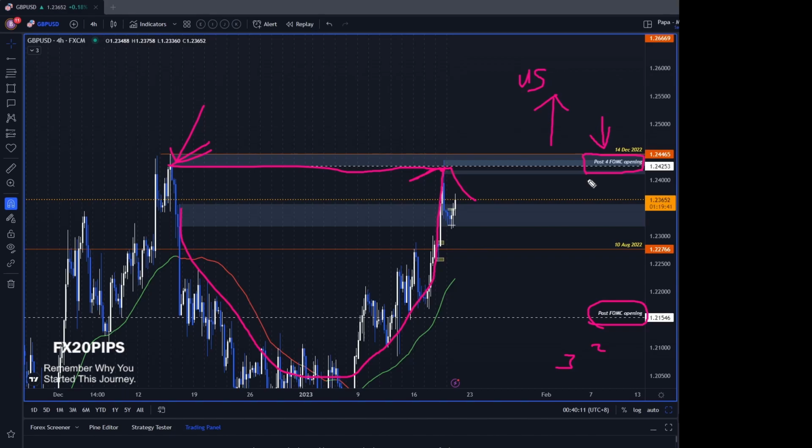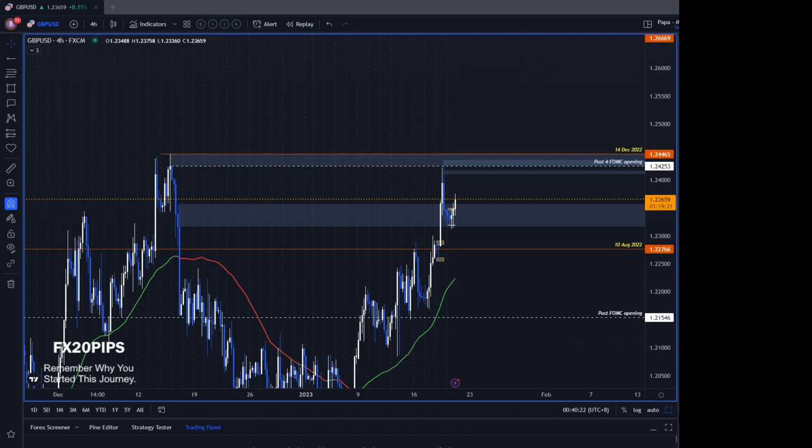as the post-FOMC opening. So basically, it means that whatever interest rate is built into the US dollar currency, the GBP side seems to have taken the news, and now it has recovered.